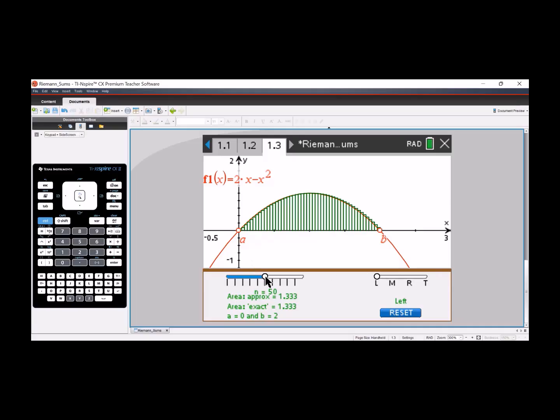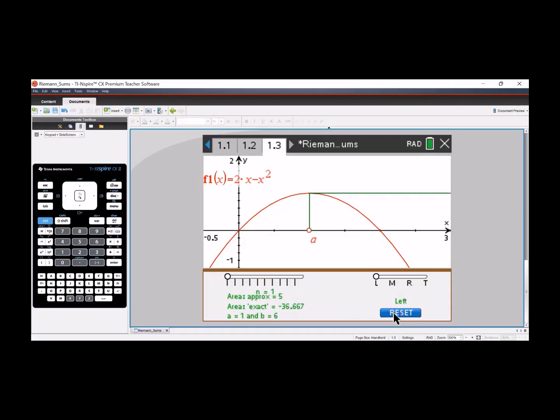Now we're going to go back. Now let's make our n 100. And we get 1.333. The RRAM is 1.333. The MRAM is 1.333, and the trapezoid is 1.333. But in all 4 cases, notice there's very little overhang or shortage. It's much closer to the actual area, okay? So this is how we use it.